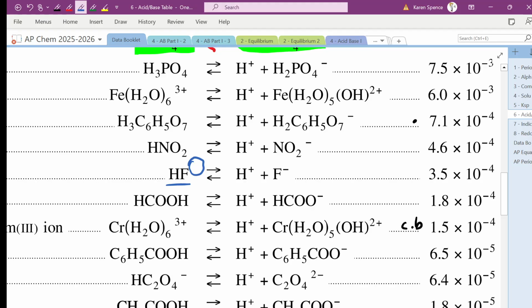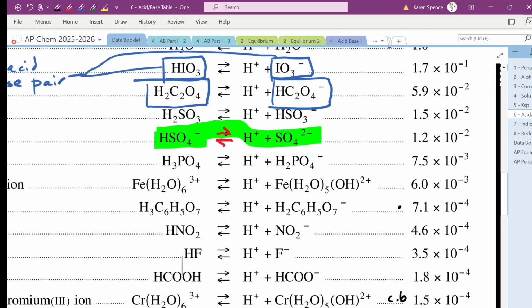The only thing without a negative charge that can accept protons is H2O, water, okay? And you'll notice that HF only appears on the acid side. You won't find it anywhere on the base side. Your amphiprotic substances will show up on both sides.